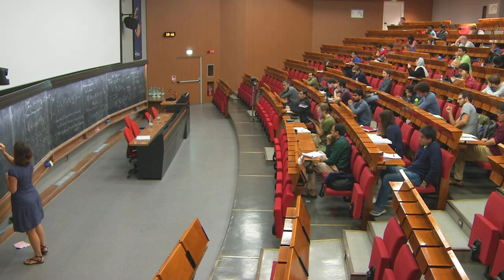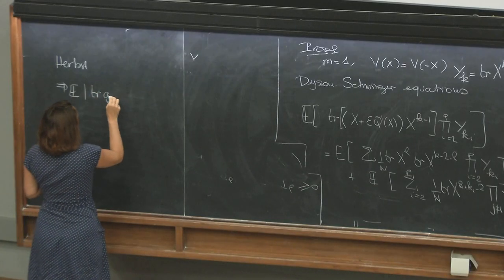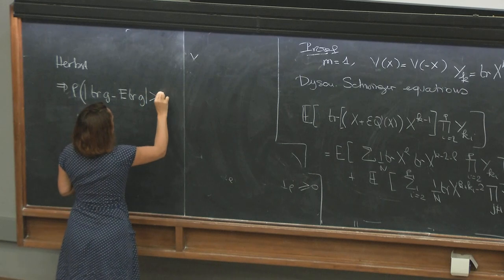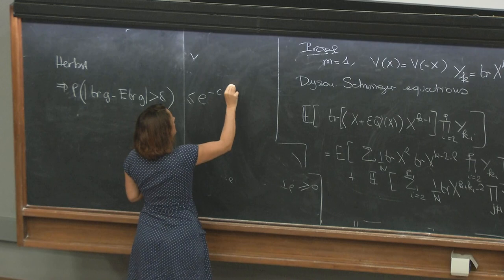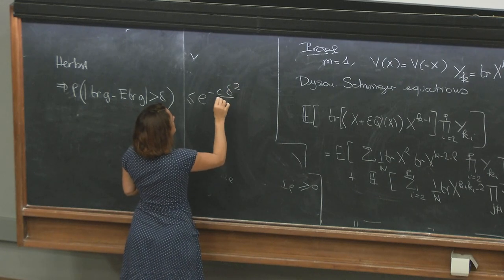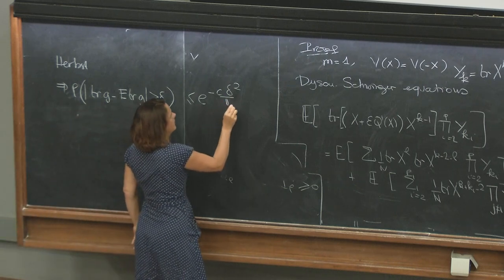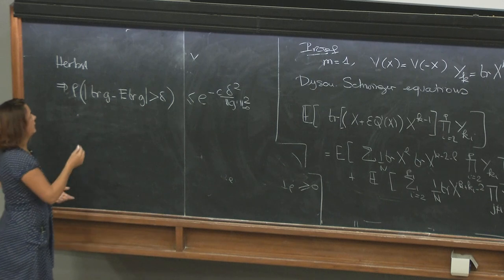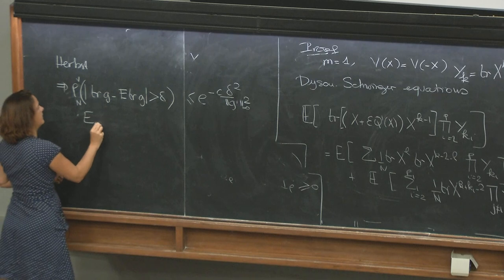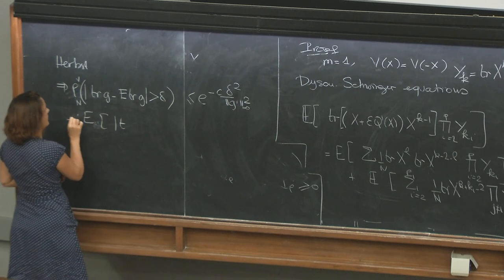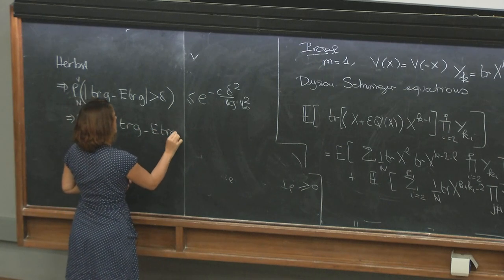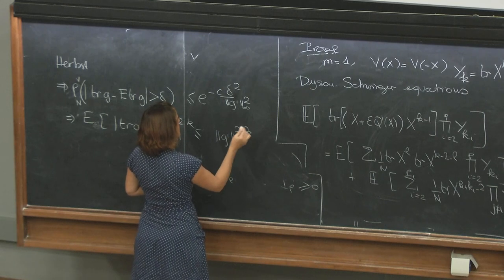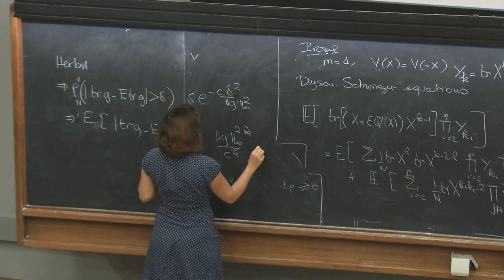this implies that, maybe I can go in two steps, the probability that the trace of g minus its expectation is greater than delta is going to be smaller than exponential minus C delta squared over g prime infinity squared. And this is true for any delta, so you can integrate it to get any moment. It's going to be smaller than g prime to the 2k over C to the k, and then I have the Gaussian moment.